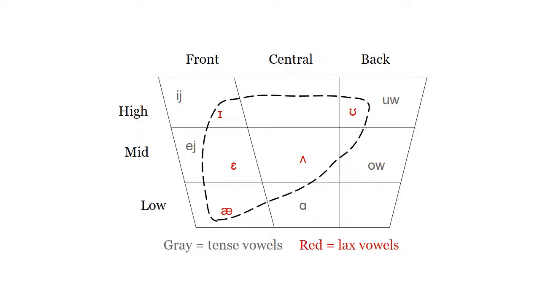This dotted line here represents the separation between what are the tense and what are the lax vowel sounds. And generally we see tense vowel sounds closer to the outside of the mouth because the tongue is being pulled more. We see the lax vowel sounds closer to the middle of the mouth where there's a more relaxed feeling in the mouth.